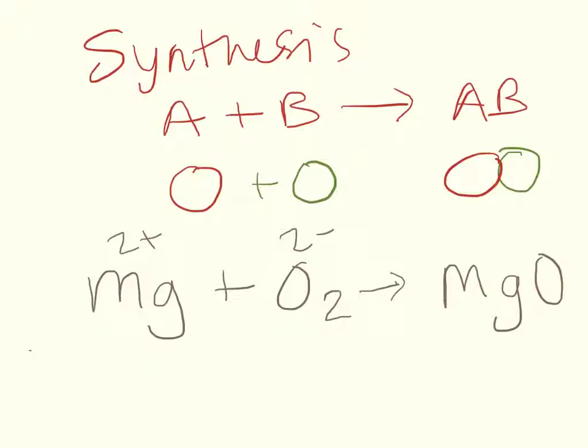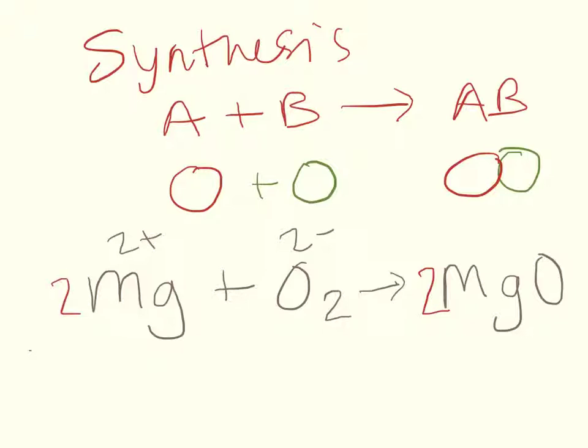And now here's where you actually have to worry about balancing the equation. So now I've got 2 oxygens on this side, so I need to put a 2 here so I can have 2 oxygens over here, but that just gave me 2 magnesiums, so now I'm going to need to put a 2 in the front over here.